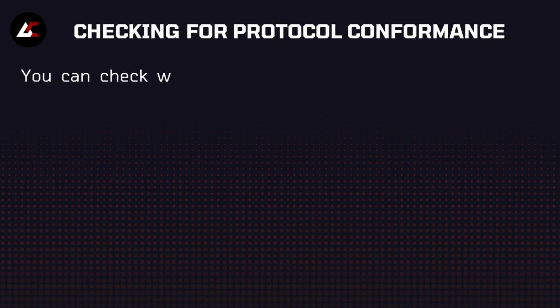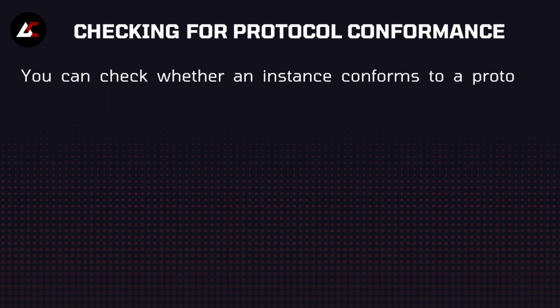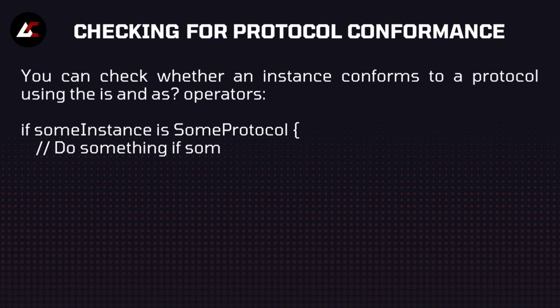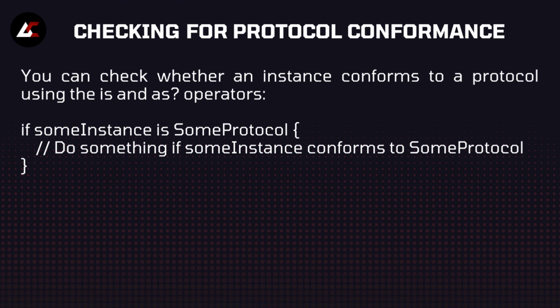Checking for protocol conformance. You can check whether an instance conforms to a protocol using the is and as? operators. If some instance is some protocol, you can declare the function under this condition.